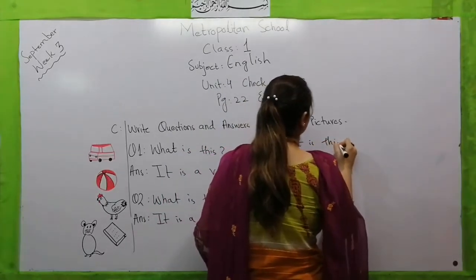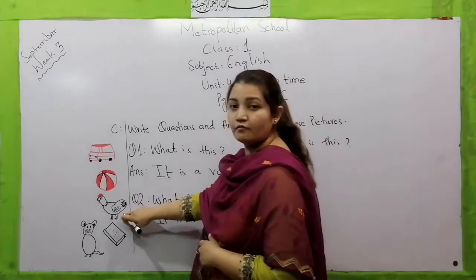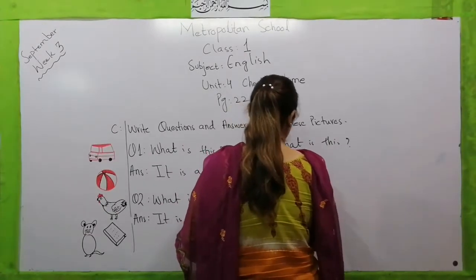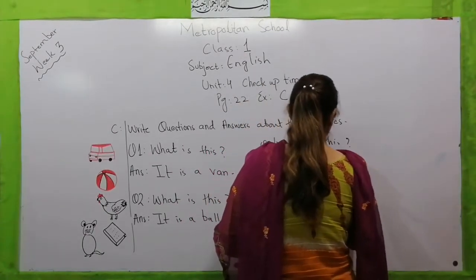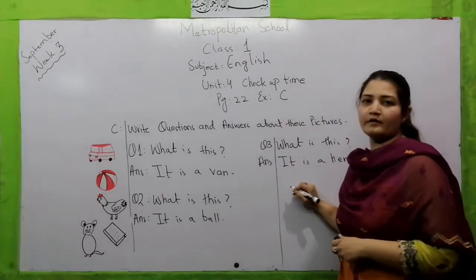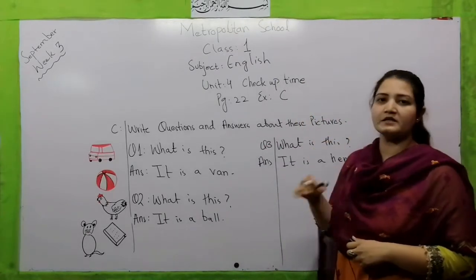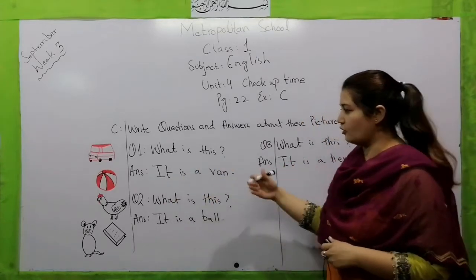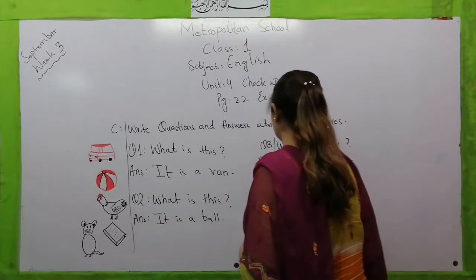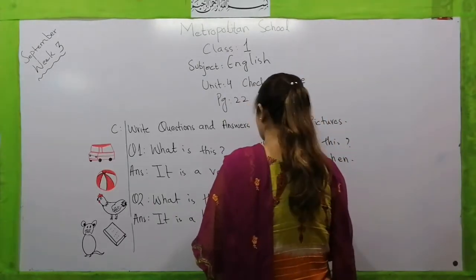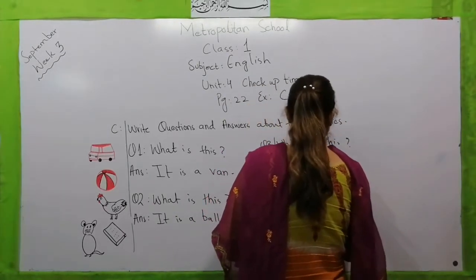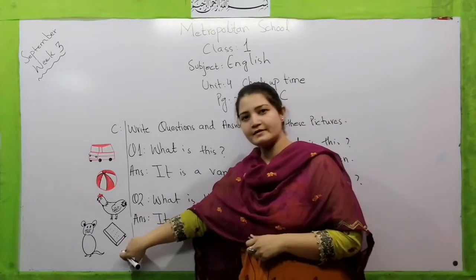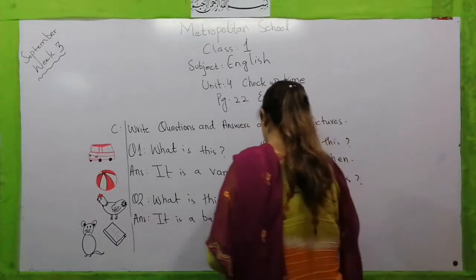What is this? This picture, what is this? It is a hen. So by answering all these questions, you are understanding that the things that are around us, we can use this pronoun it for those things. Now let's move towards the next picture. Question number 4. What is this? Can you tell me what is this? The answer is very simple. It is a book.